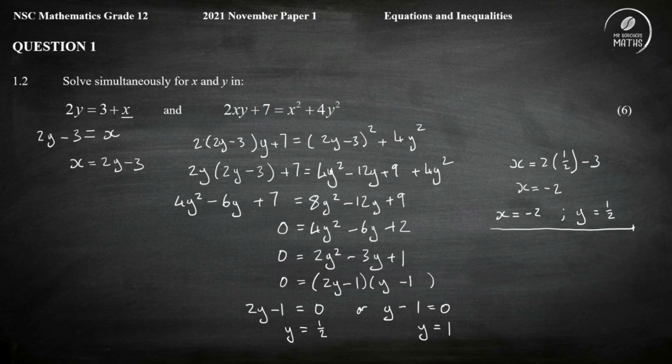Now that is one of our solution sets. I've still got another to find. Let's say that when x is equal to 2y minus 3 and when y is 1, then x will become 2 times 1 is 2, minus 3, that will be negative 1. So another solution set is that when x is negative 1, y will be equal to positive 1. And there we have another solution set. So there are two solution sets.